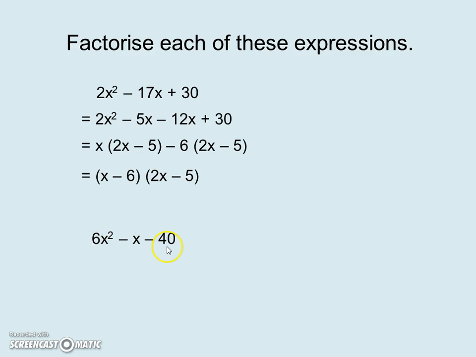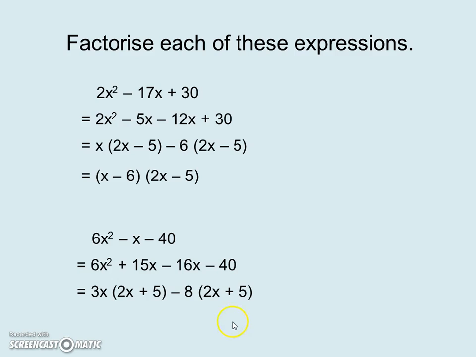Okay, last one. 6 times 40 is 240. It's negative 240. Factors of negative 240 that add up to negative 1. 15 times 16 is 240, so we make the negative 16 to get a negative 1. Okay, common factor of these two is 3x, common factor of these two is 8. We're left with 2x + 5 inside each bracket. Take that out the front as a common factor. There you go. Okay, so that's splitting the middle.